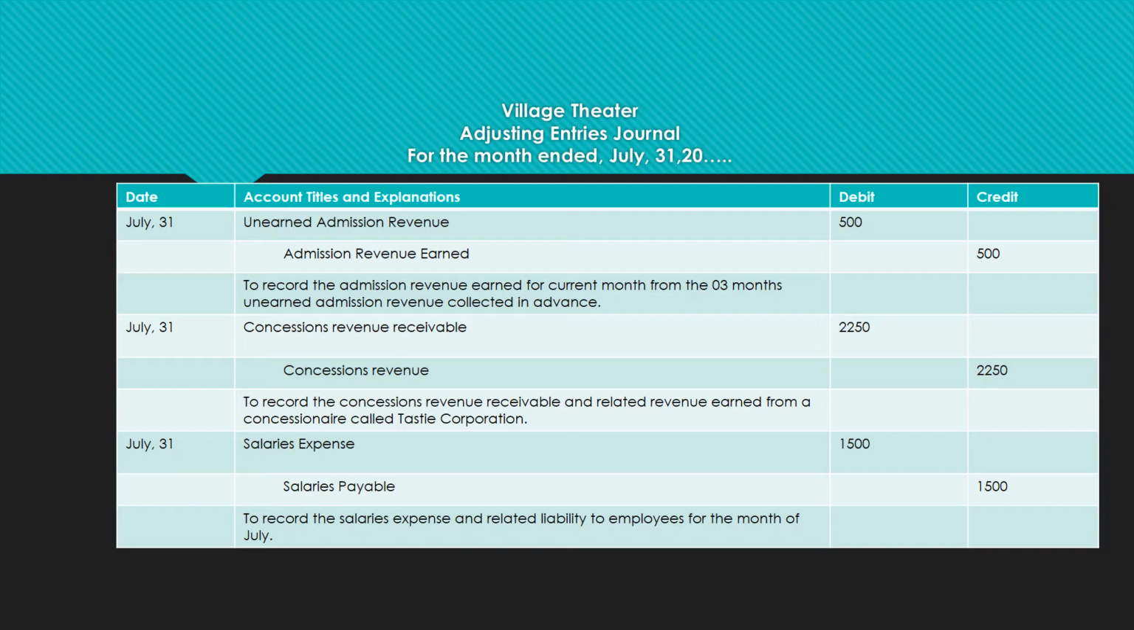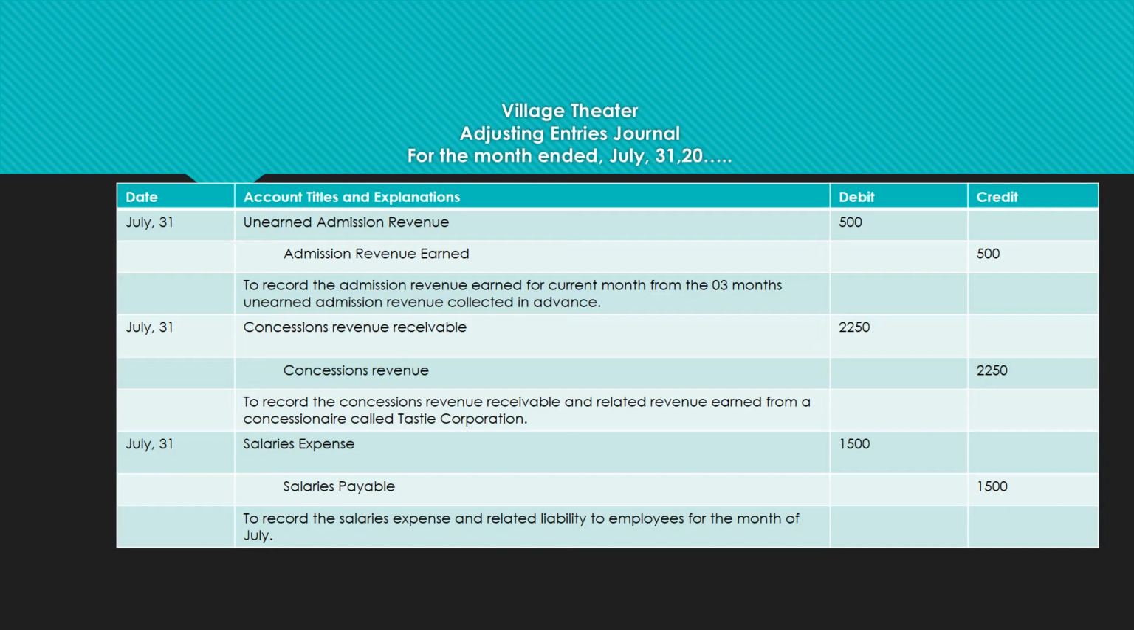Now we are passing adjusting entries for the month of July. If you can see in the trial balance, unearned admission revenue YMCA on the credit side is 1000. Why is it called unearned? The amount which is collected in advance but service is not yet provided to the customers is called unearned revenue. The revenue of Village Theatre is called admission revenue. So that's why in the trial balance it is written unearned admission revenue YMCA 1000.